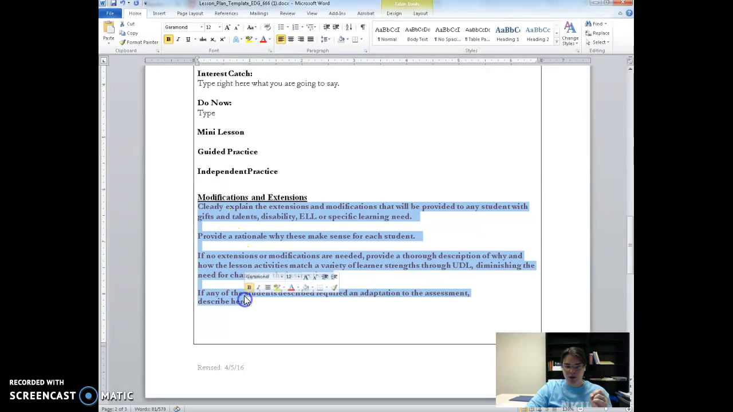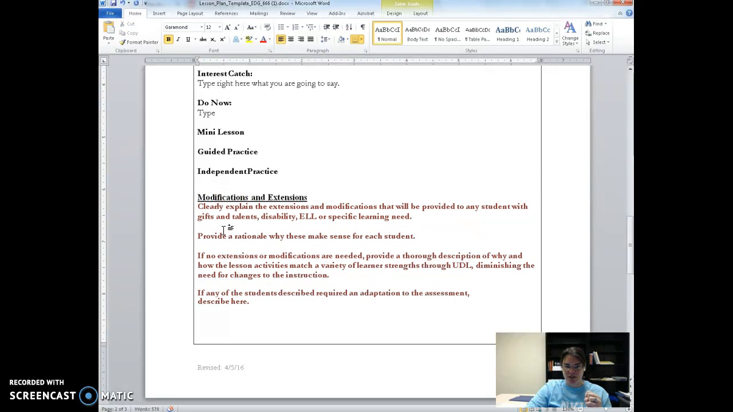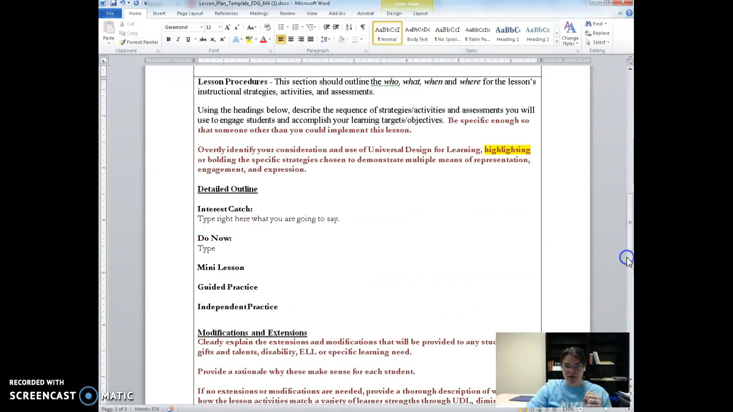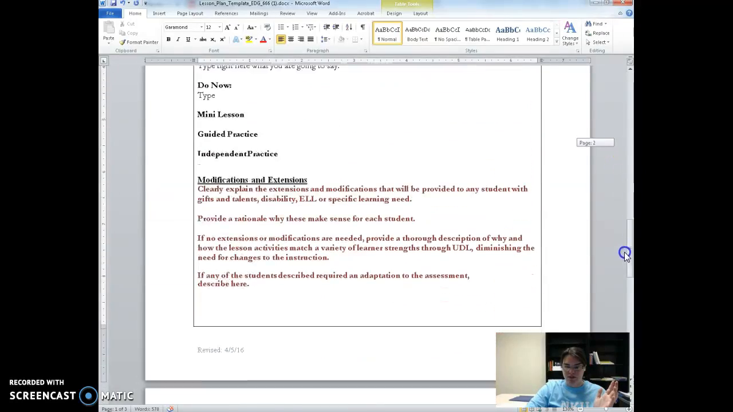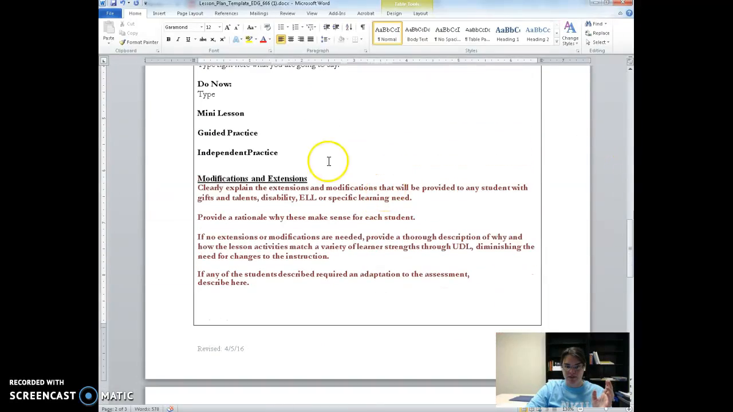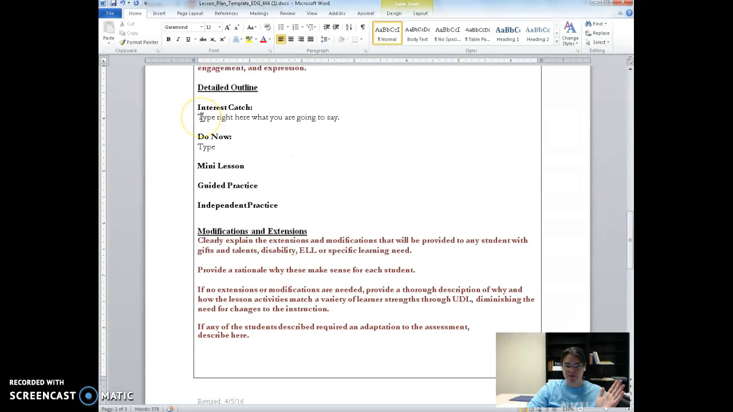Down here is where you're going to talk about your modifications or extensions. Because of some of these students that we described up here, you might have to modify your lesson a little bit or extend. So for a student who is gifted, if they seem to be doing things rather quickly, is there an extension that you might give that student to help them stay engaged throughout the lesson? And then why would that extension work or make sense for that student? So why did you provide that modification or extension?